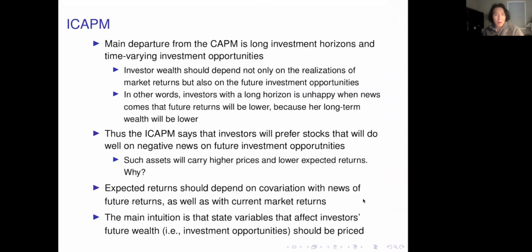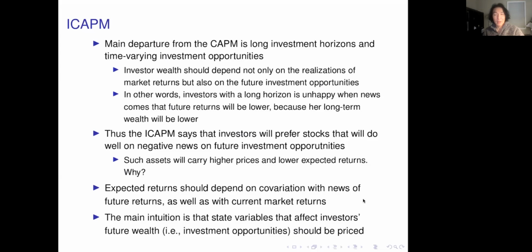So the main departure of the ICAPM from the CAPM is long investment horizons and time-varying investment opportunity sets. Remember, how did we derive the CAPM? We used the two-period model. So when the investment horizon is short, what investors care about is only the market portfolio. Investors are going to consume everything in the next period. So what you care about is your investment return in the next period. That is the reason why in the CAPM, the market portfolio was the only source of risk or source of the factor.